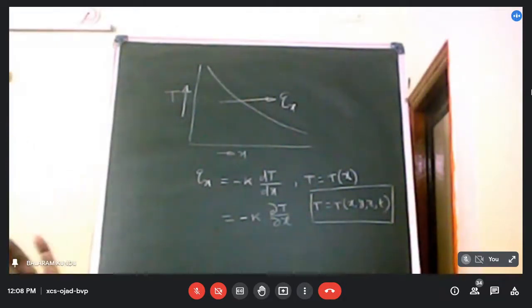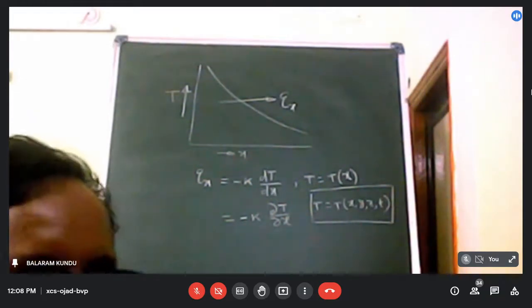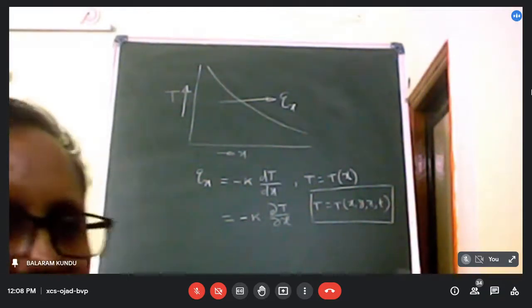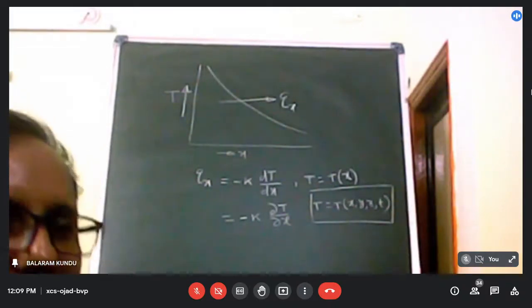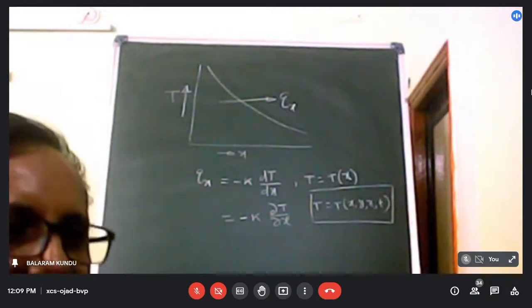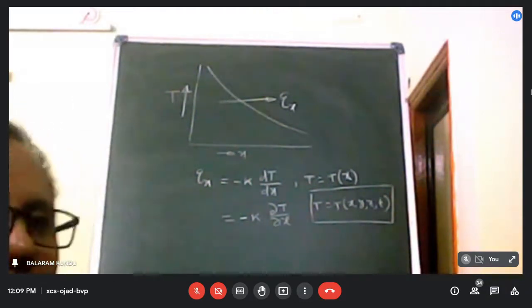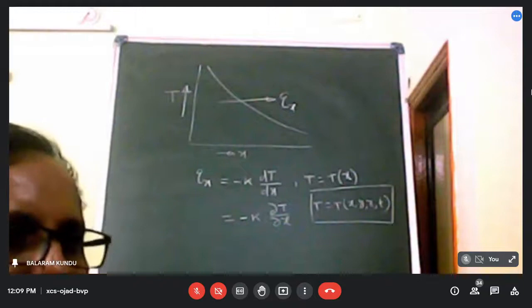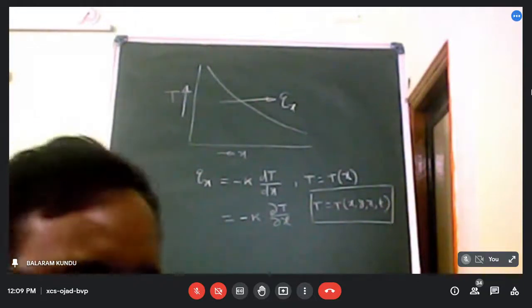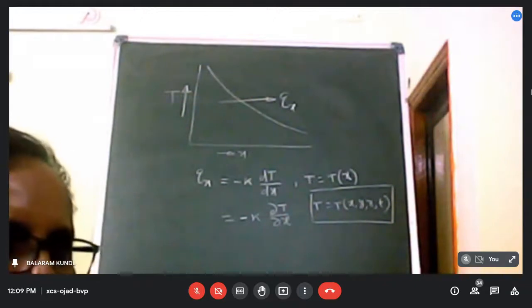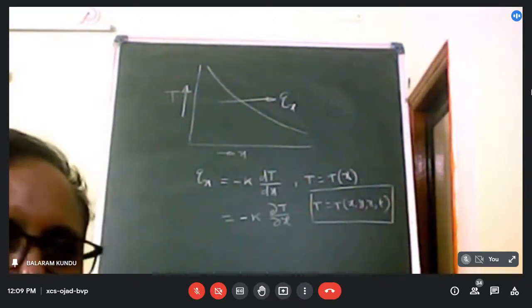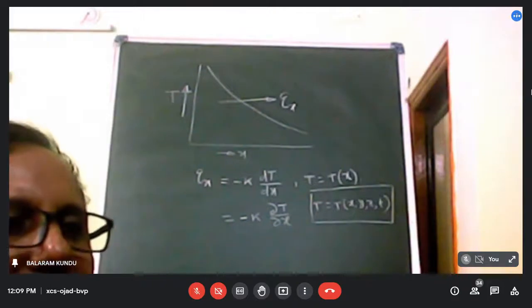Okay, so that means the limitation is there to consider Fourier's law of heat conduction. What limitation? If the speed of propagation of heat is very high, if it goes to infinity, in that case Fourier's law of heat conduction is valid. If the speed of propagation of heat is finite, in that situation we cannot apply Fourier's law of heat conduction. Whether it is clear or not?